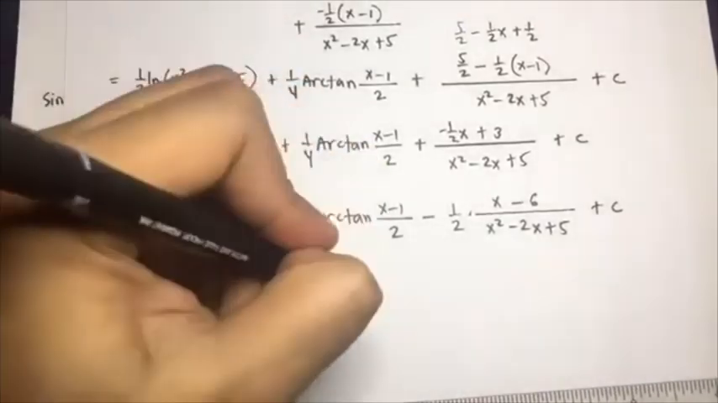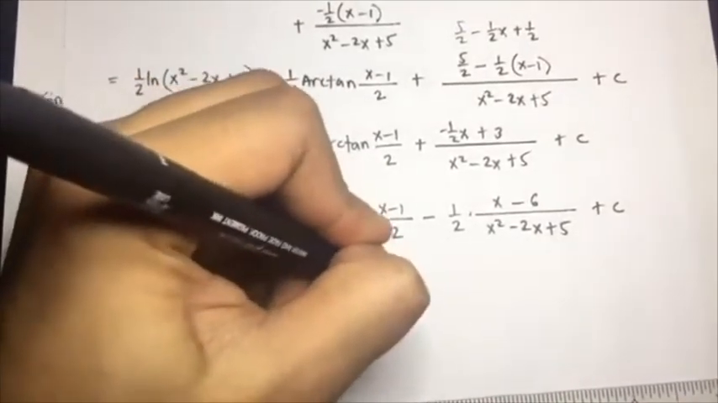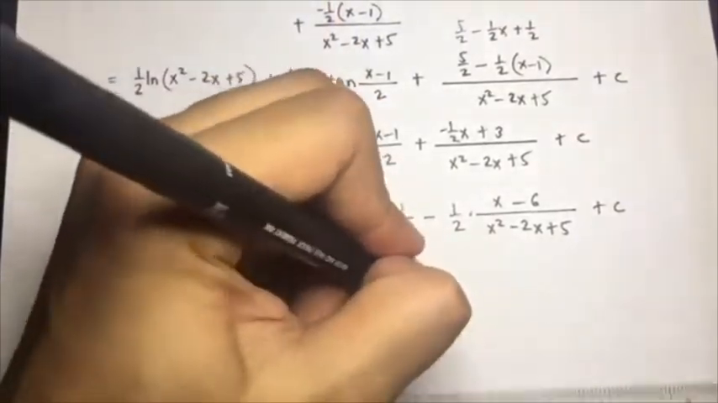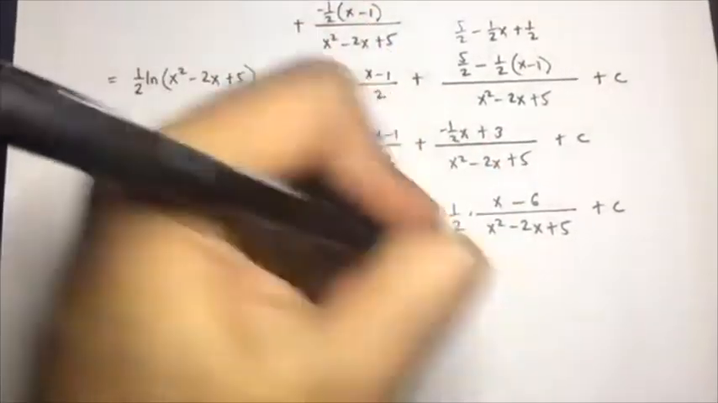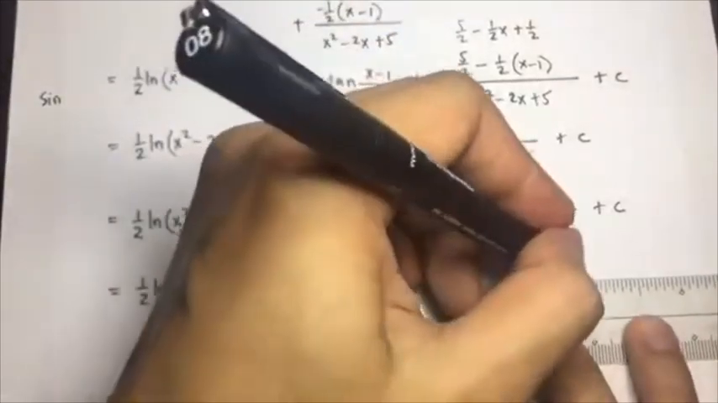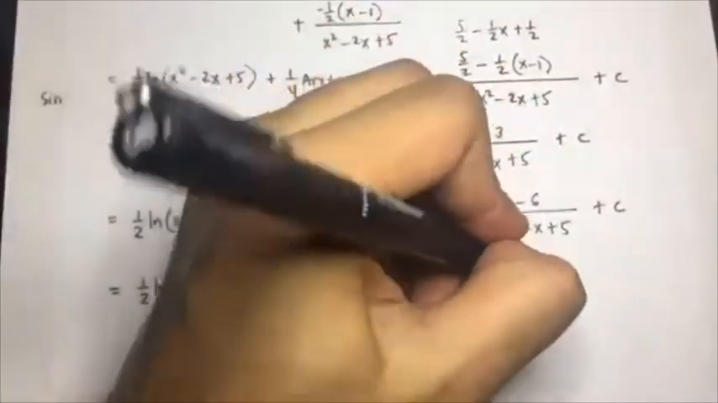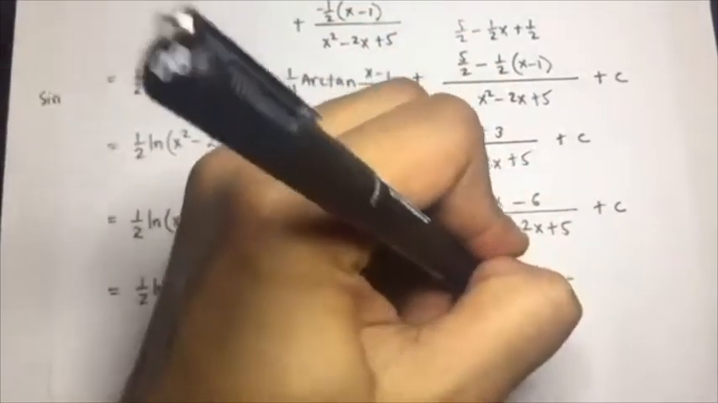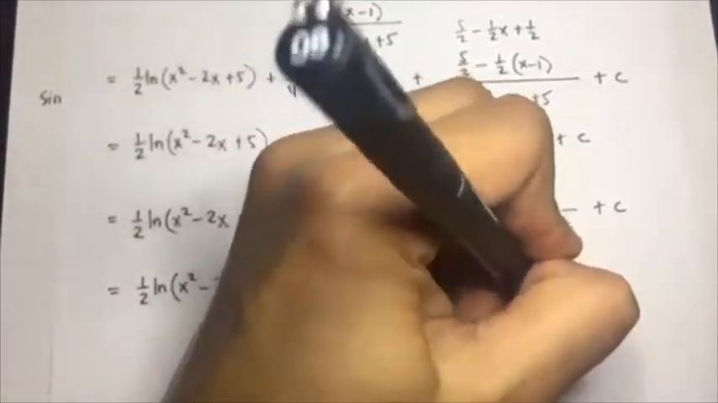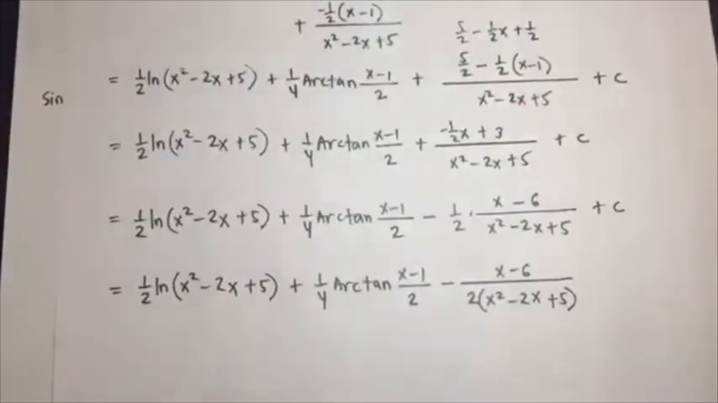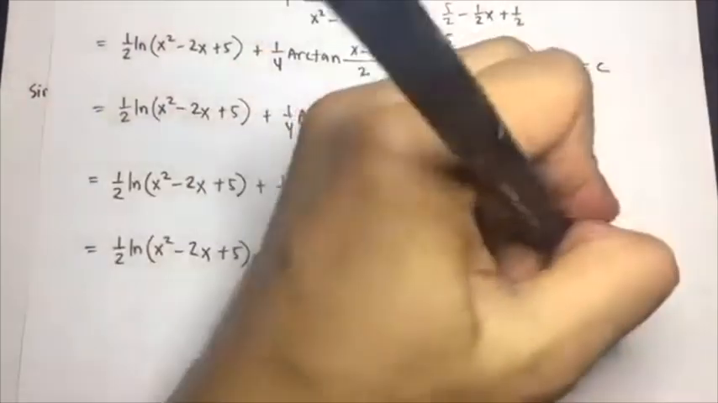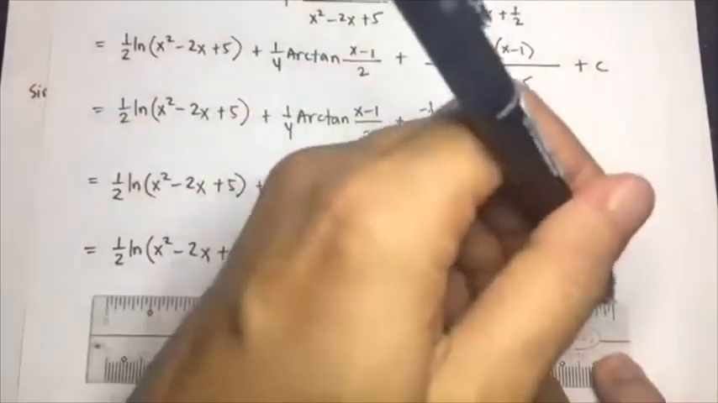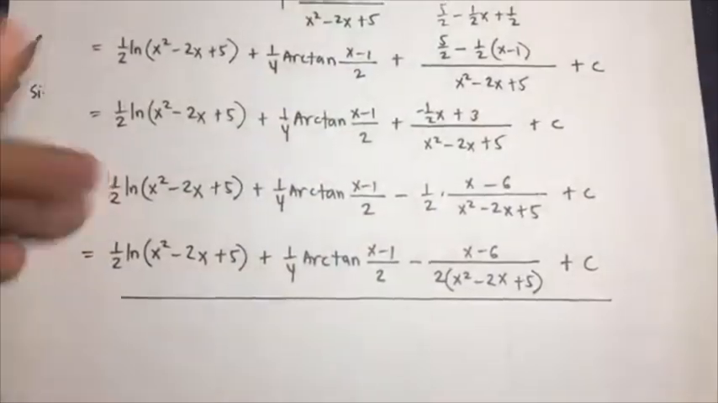So rewriting it, our final answer will be 1 half ln of x squared minus 2x plus 5 plus 1 over 4 arctan of x minus 1 over 2 minus x minus 6 over 2 times x squared minus 2x plus 5 plus C. So as you can see, the process for this is very long.